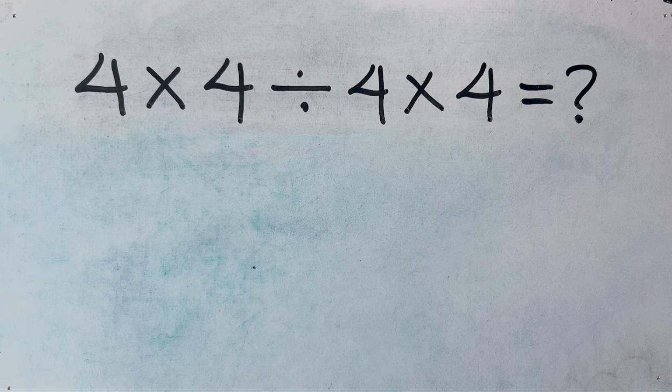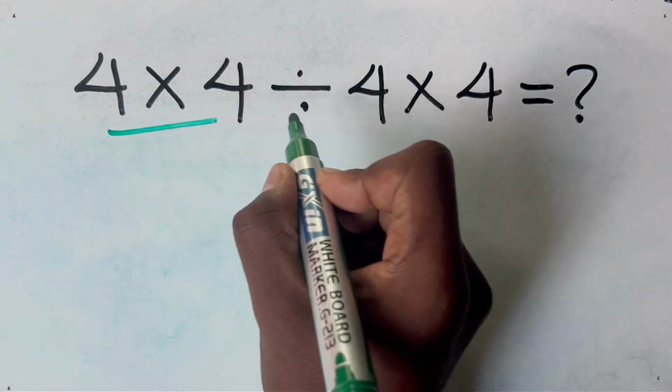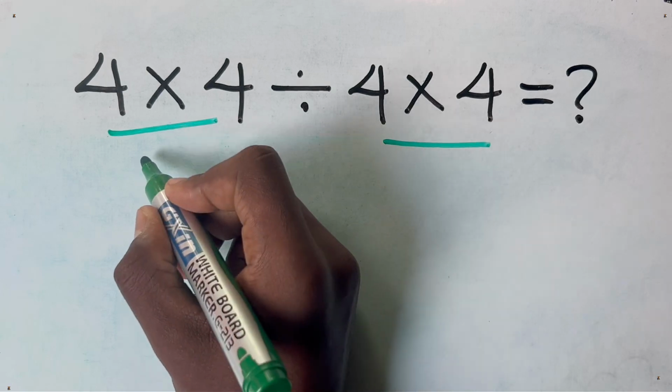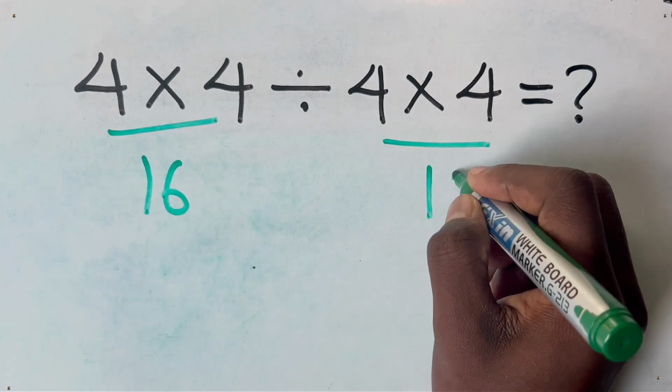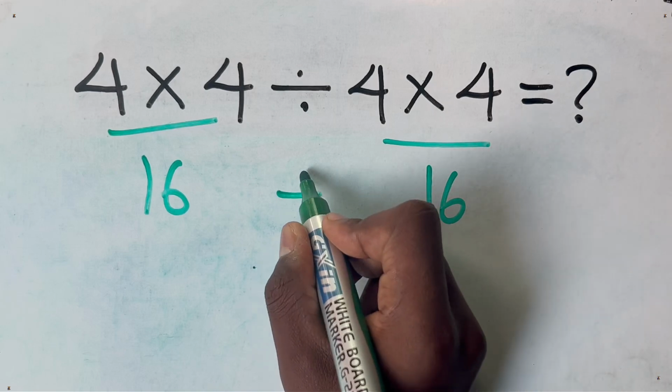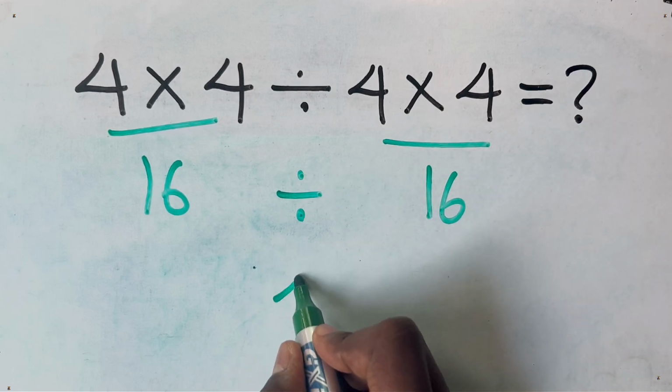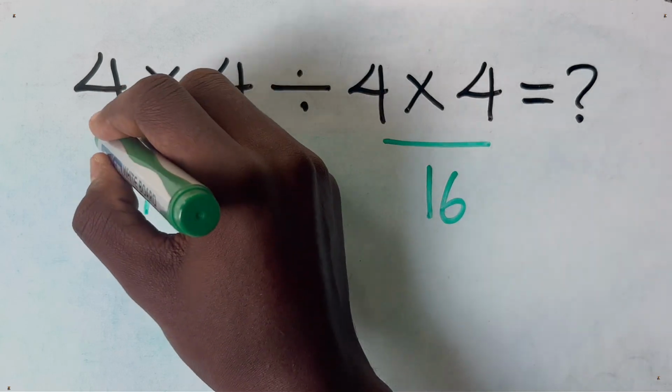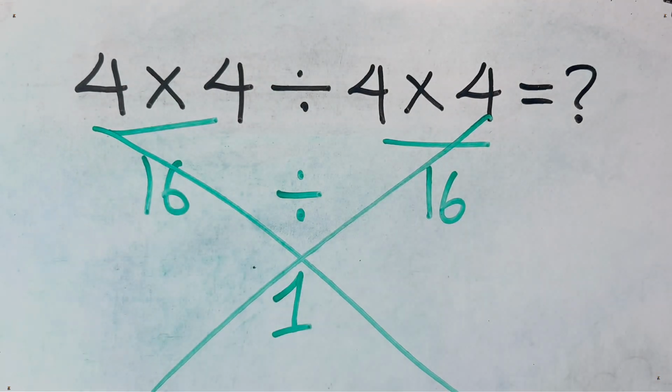We group 4 times 4 together, and 4 times 4 is 16. Again, 4 times 4 is 16. Then 16 divided by 16 is 1. But this answer is not correct. Here is why.